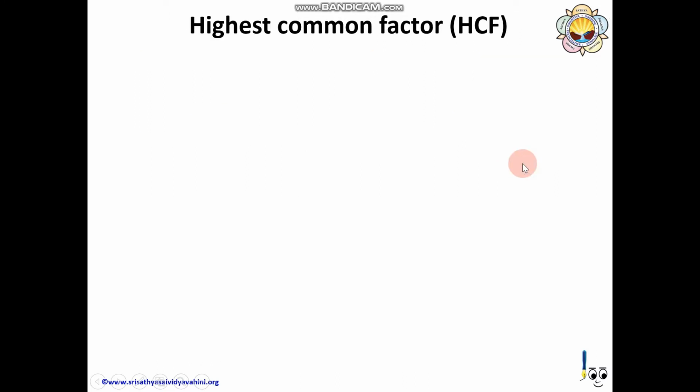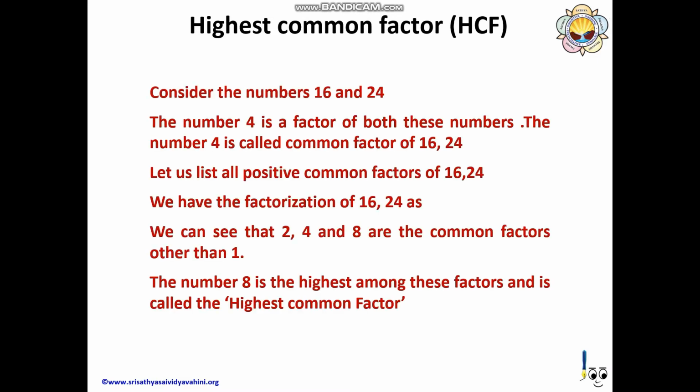Right. Next we see what is highest common factor. Now consider these two numbers, 16 and 24. So 4 is a factor of both these numbers. But apart from this 4, 2 and 8 are also common factors of these two numbers. So out of these three numbers, 8 is the highest among these factors. So 8 is called the highest common factor of these two numbers.